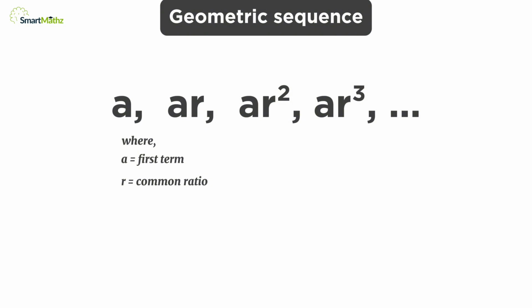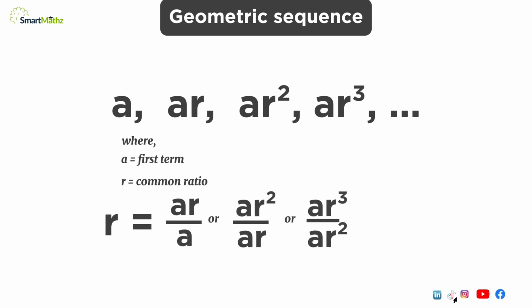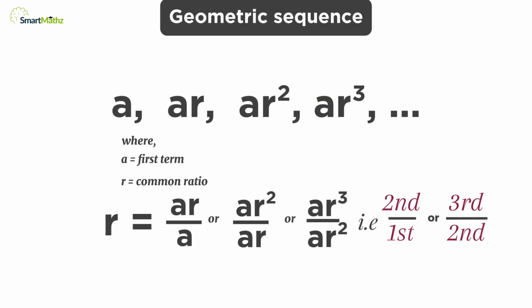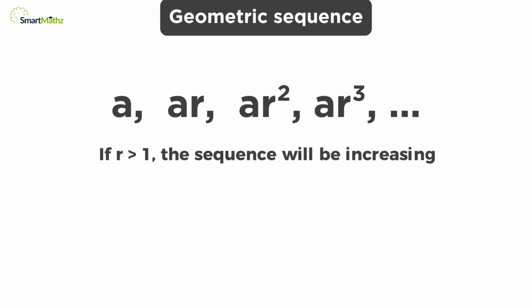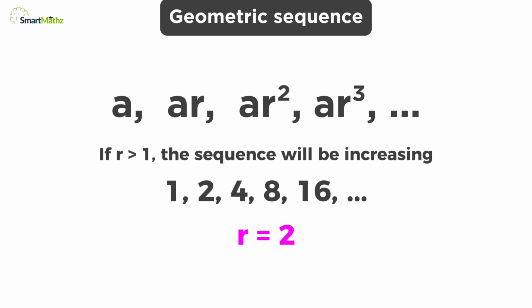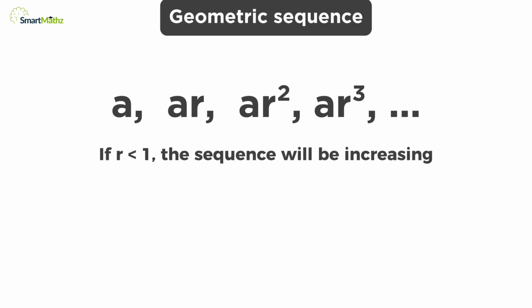To find the common ratio, denoted by r, of a geometric progression, you can divide any term in the sequence by the previous term. The result will be the same for any pair of consecutive terms. The common ratio is the current term divided by the previous term. If r, the common ratio, is greater than 1, the sequence will be increasing. If r is less than 1, the sequence will be decreasing.